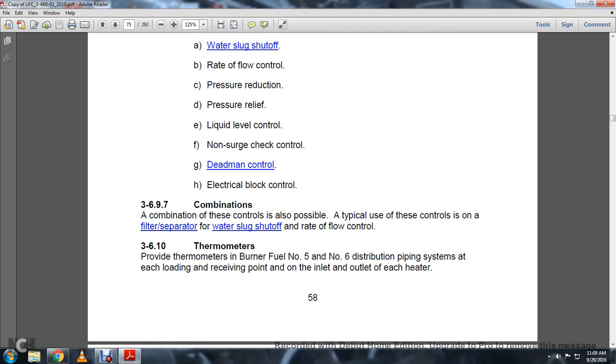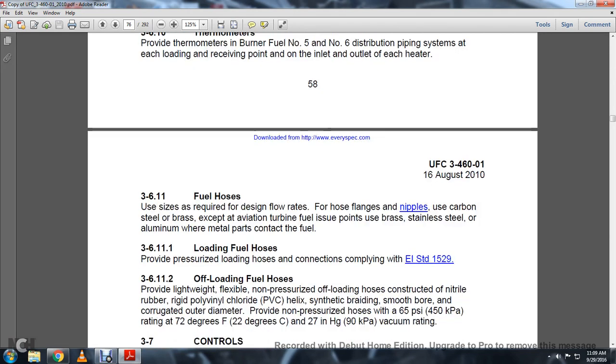3610 Thermometers. Provide thermometers on the burner fuel number 5 and 6 distribution piping system, at each loading and receiving point, on an inlet and outlet for each heater.